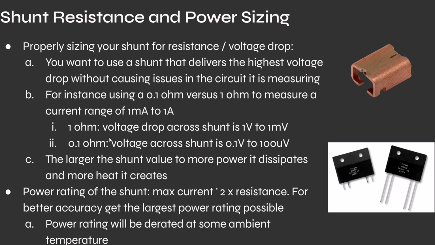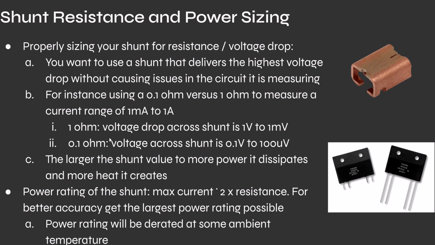So let's start off with talking about sizing from a resistance and power sizing standpoint. When we're choosing a shunt, ideally we want a high resistance value shunt to get a good voltage drop. And what is a good voltage drop? Well, it'd be great to have a voltage drop of 1, 2, 3, or 4 volts across our shunt because that level of voltage is easy to measure. It's much easier to measure 1 volt than it is to measure 100 millivolts accurately, or 10 millivolts accurately, or 1 millivolt accurately.